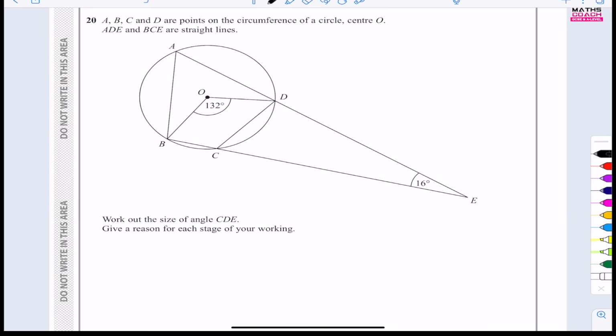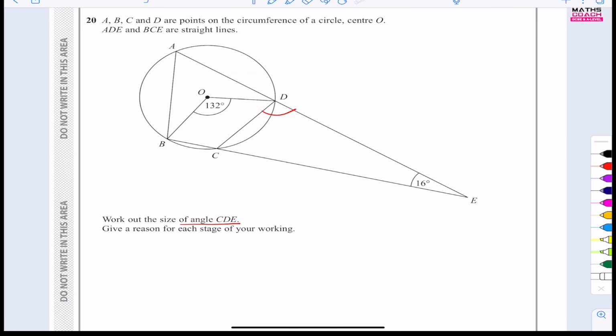Okay, question 20. A, B, C, and D are points on the circumference of a circle, center O. ADE and BCE are straight lines. Work out the size of angle CDE. All right, so I'm just going to highlight this here, and then I'm going to go to the question. CDE. I need to find this angle right there. So let's just go ahead and mark it right now. Right there. Okay, that's what I need to find. So where do I begin? Give a reason for each stage of your working.